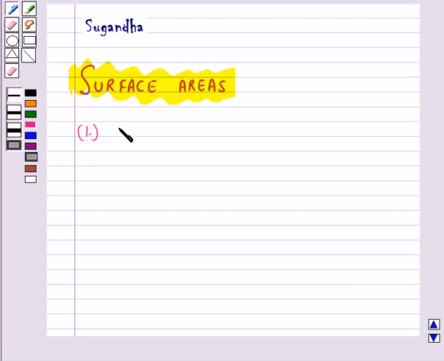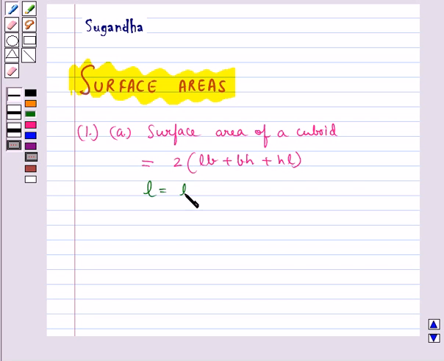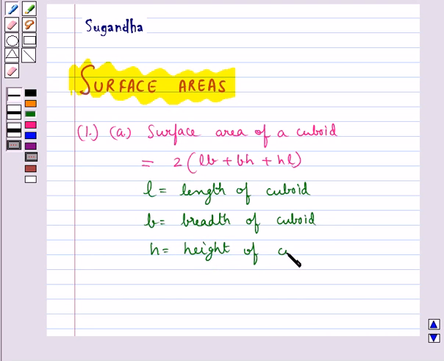First, we have the surface area of a cuboid, which is given by the formula 2 into LB plus BH plus HL, where L is the length of the cuboid, B is the breadth of the cuboid, and H is the height of the cuboid.